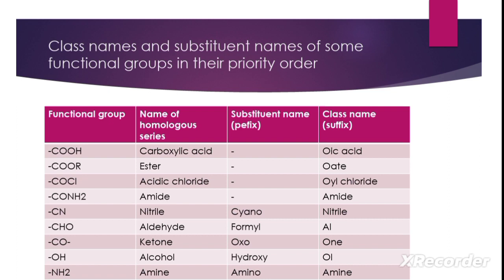And al is used as a suffix. CO is for ketone. Oxo is used as a substituent name, and one is the suffix. OH is in alcohol and the substituent name is hydroxy. The class name or suffix is ol. NH2, amine: the substituent name is amino and the class name is amine.